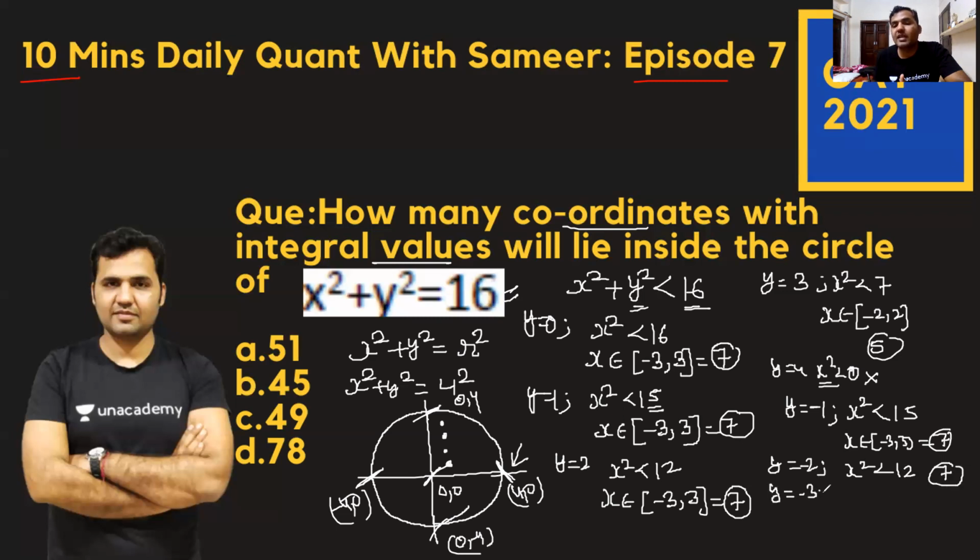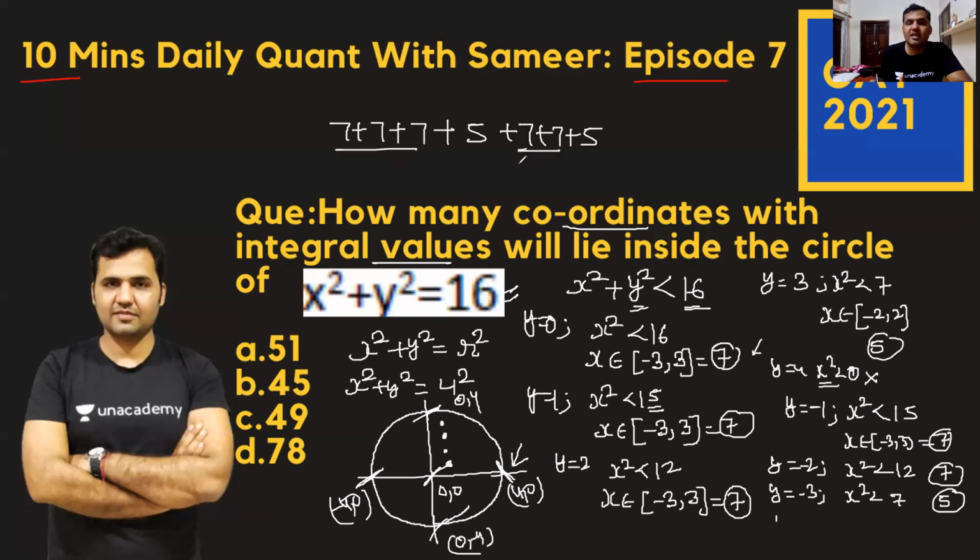For y equal to minus 3, x square will be less than 7. In this case, I'll get 5 points. And for y equal to minus 4, x square has to be less than 0, which is not possible. Now you can count the number of points here. 7 plus 7 plus 7 plus 5 plus 7 plus 7 plus 5. So 7 you can see is coming 5 times, and 5 plus 5 is 10. So the total number of integral points will be 45.